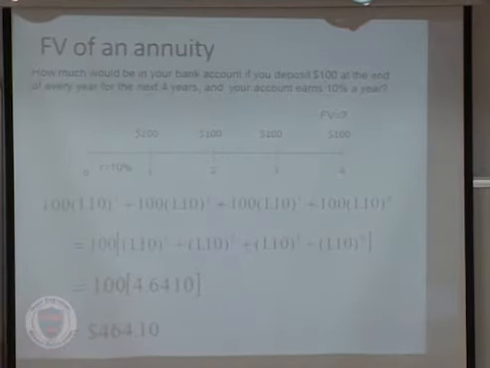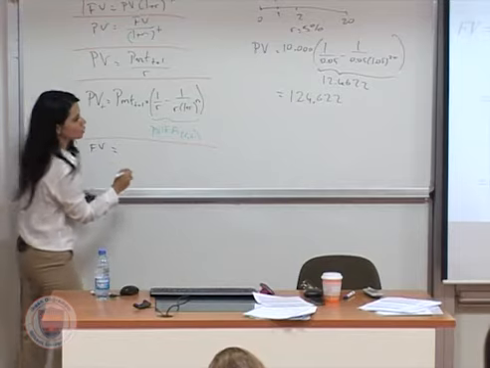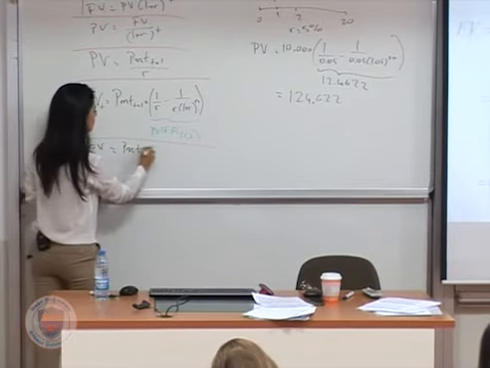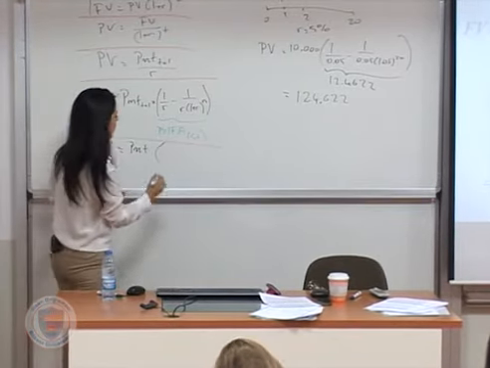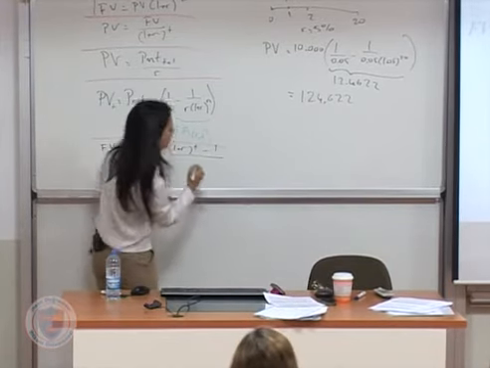Again, what if you have 30 payments, 50 payments? Are you going to do this individually? No. We're going to use the formula, and the formula will look like this. Let me write down this formula. So future value will be equal to the fixed payments times 1 plus r to the power t minus 1, over r.